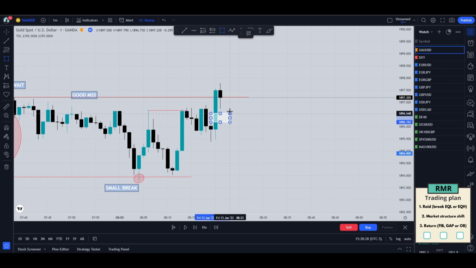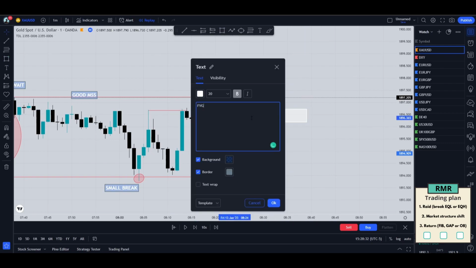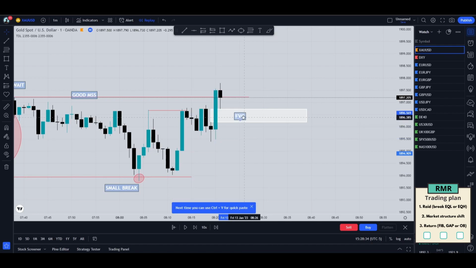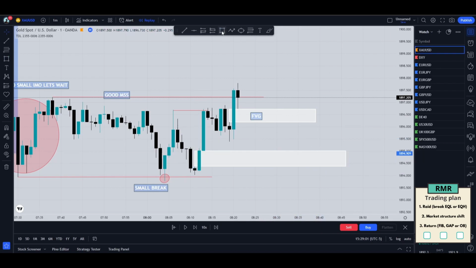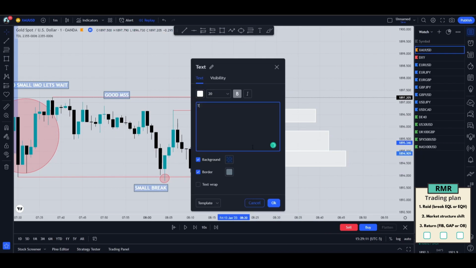And now I'll be drawing the fair value gap we could potentially enter from. We also have a fair value gap below, but I don't think it has that much impact as it has already been half filled. These are the two fair value gaps I'm talking about, and I don't think they have that much importance, as I'm writing here too.